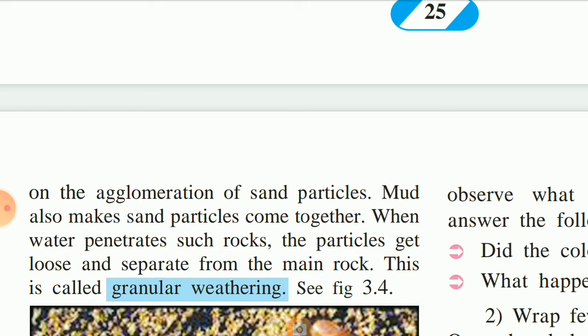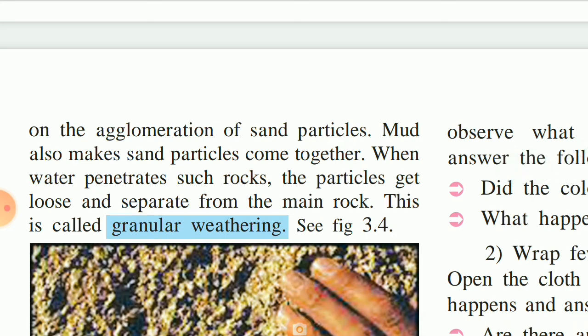So agglomeration of sand particles: sand particles coming together. Mud also makes sand particles come together. So here sand as well as mud get mixed up together. When water penetrates such rocks where mud and sand particles are there, when the water soaks in it, the particles get loose and separate from the main rock. So particles become loose and it remains granular. So this is like granular weathering.